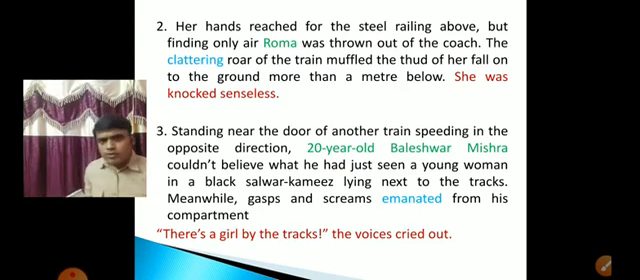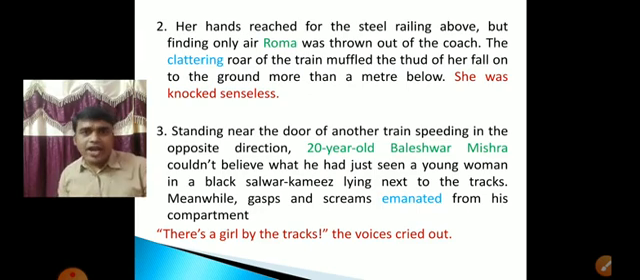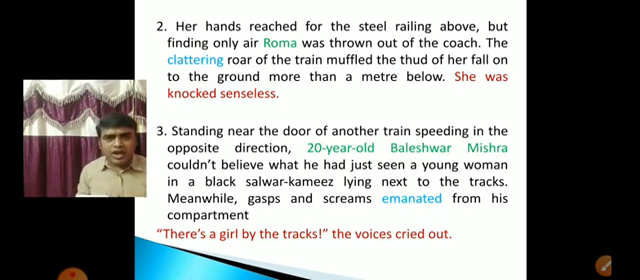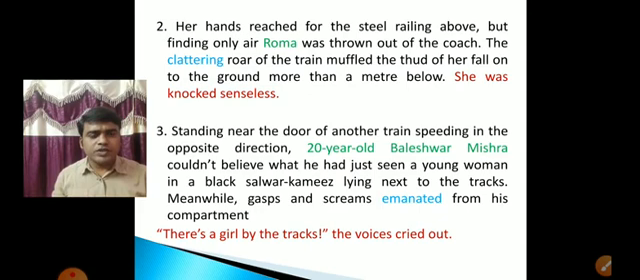He observed, he was standing at the door of the opposite train, children. He looked at the train which was coming from the opposite side, on another track, not the same track. So he saw somebody had fallen by the track in a salwar kameez. She was wearing a black salwar kameez dress, and he saw her lying next to the track. Meanwhile, gasps and screams emanated from his compartment.